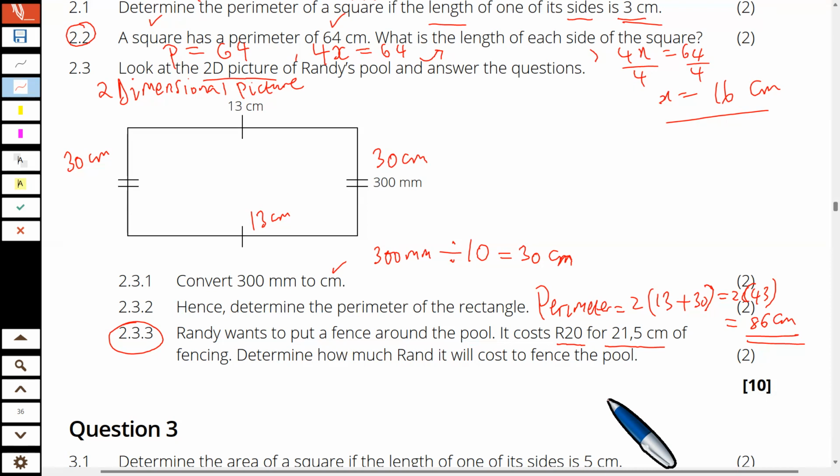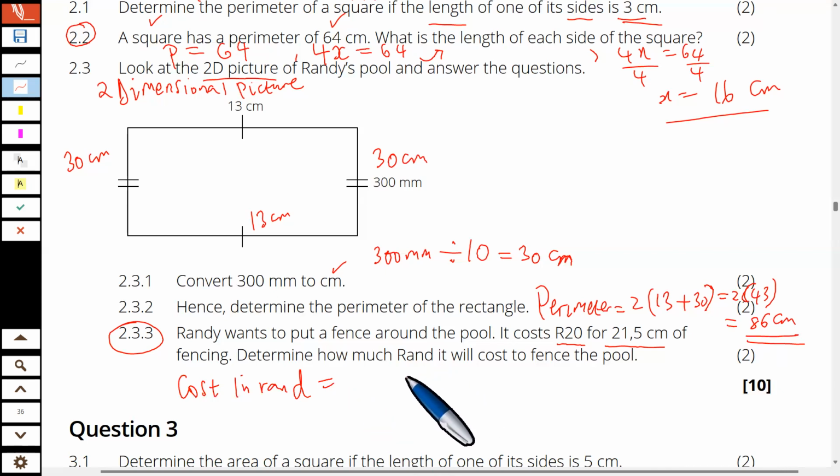So does he have to pay 80 Rand for 86 centimeters of fencing? Correct, because the cost in Rand is given by the cost in Rand.